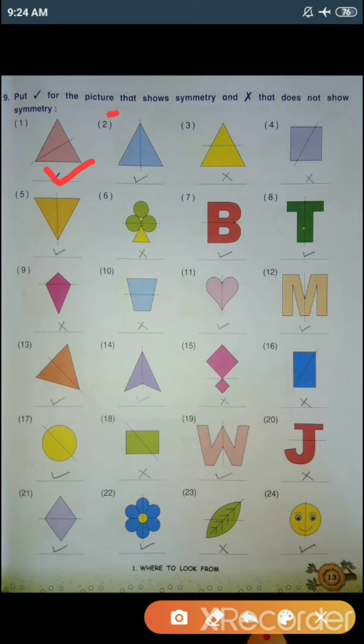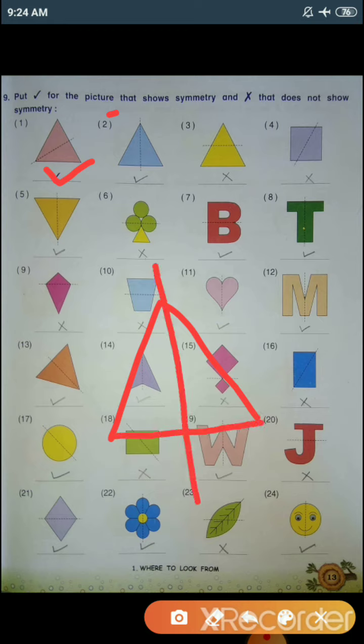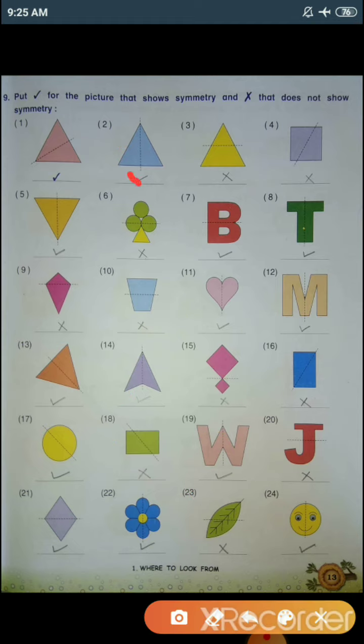Now question number 2. Same, one triangle is given and one vertical line distributes this shape into two sides. So we can see here part 1 and part 2 of this shape look similar, so this shape is also symmetry. So again we just put one tick on this shape because it shows symmetry.